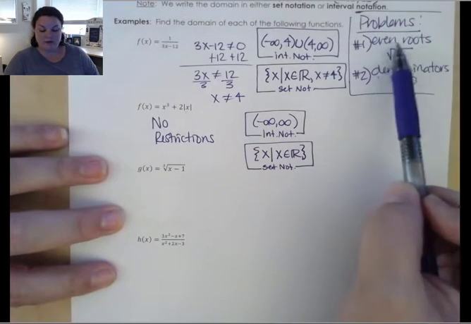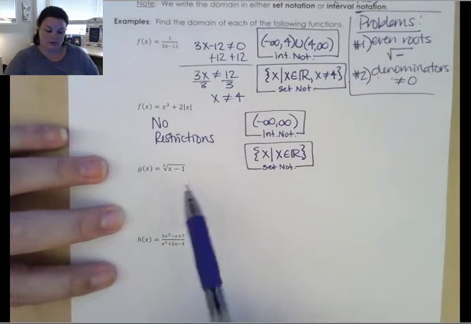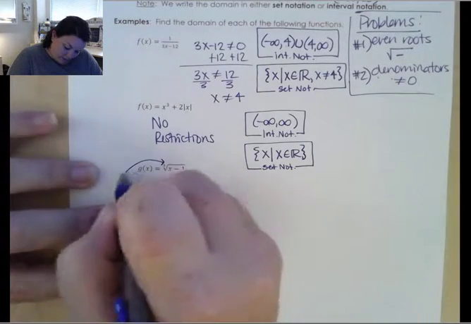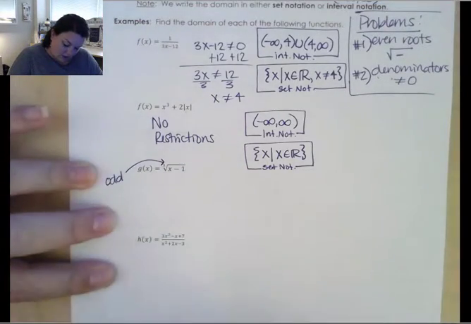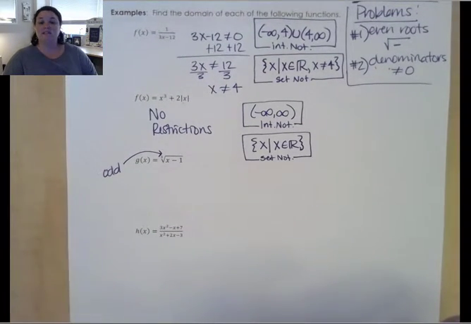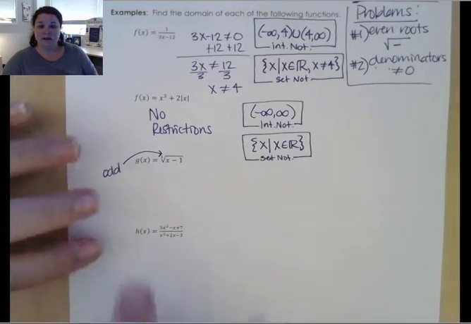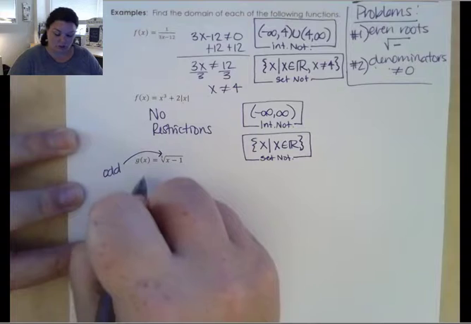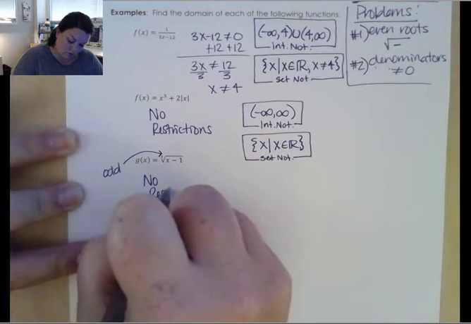First one I look for is even root radicals. So here I do have a radical, but if you notice, my root here is a 3, which is odd. And odd roots don't have any restrictions, because it's okay to have negatives under a cube root. It's okay to have negatives under a 5th root. That's something we can actually simplify. Okay, so because this is an odd root, we have no restrictions. No restrictions.